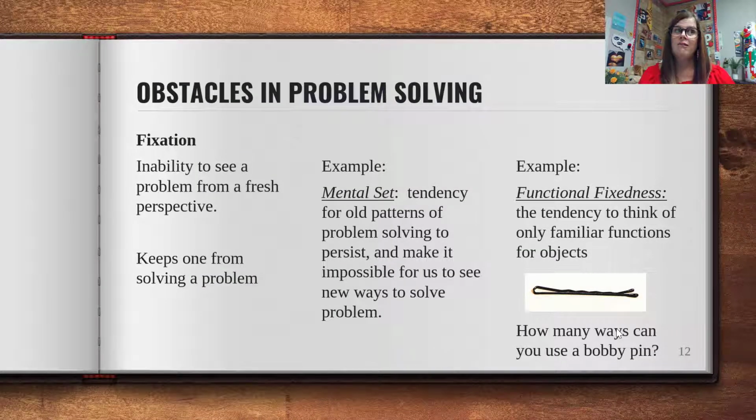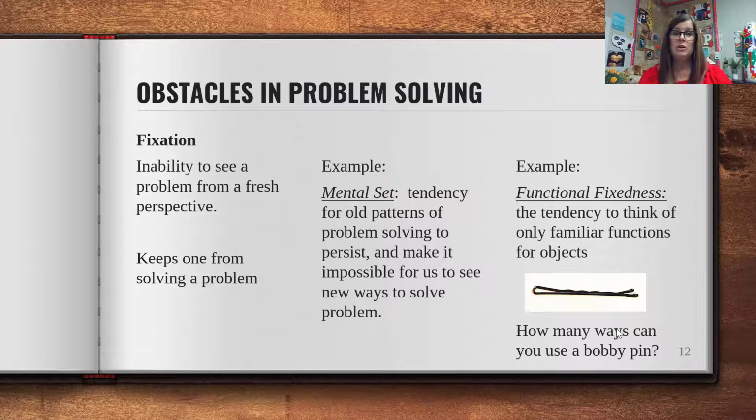So we've all experienced obstacles in problem solving. Some of those obstacles could involve something called fixation. And when you have fixation, you have an inability to see a problem from a fresh perspective, and it will keep you from solving a problem. That one-track mind. You can't look at something with a fresh perspective.